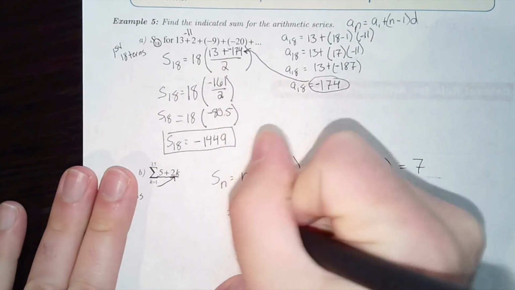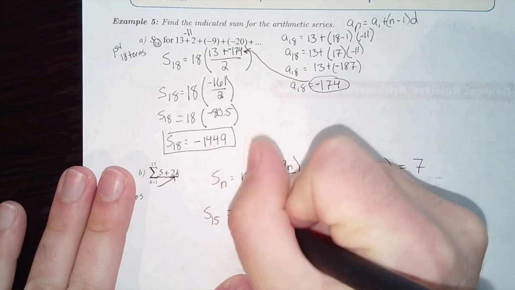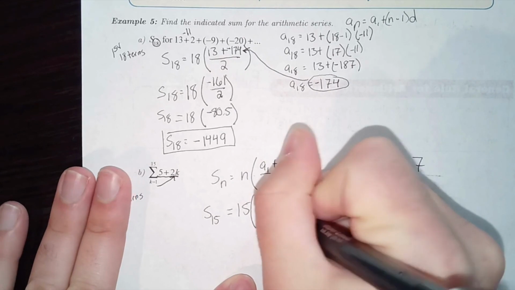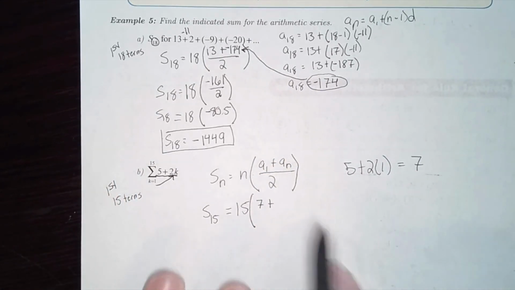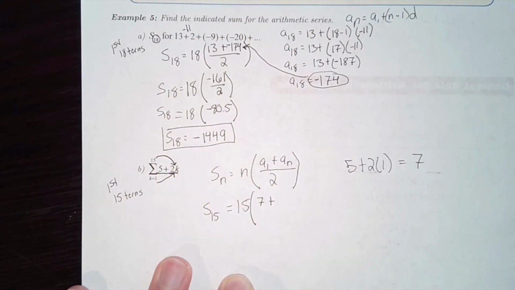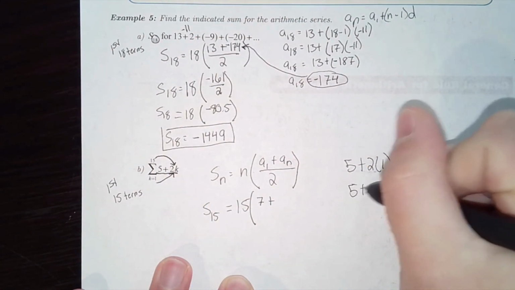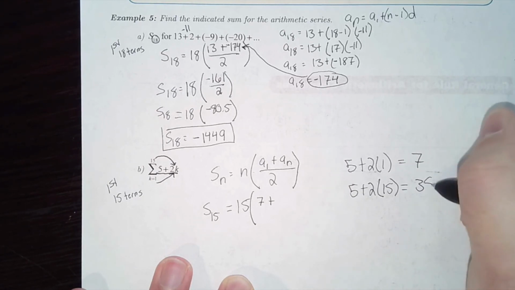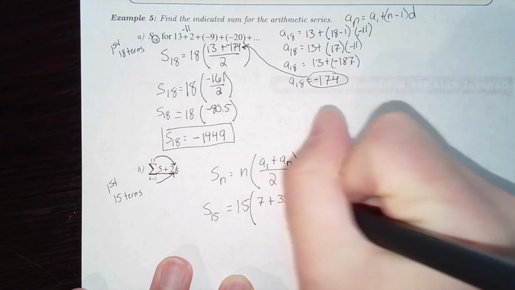So if I start to set this up here, I know I'm finding S sub 15 now, so I have 15 on the outside. A sub 1 is going to be the 7. I'm going to add to that a sub n, which is now the 15th term, which is really taking the number on top and plugging it in for k. When I do that, I have 5 plus 2 times 15. 2 times 15 is 30, plus the 5 gives me 35. So we have 35 here.